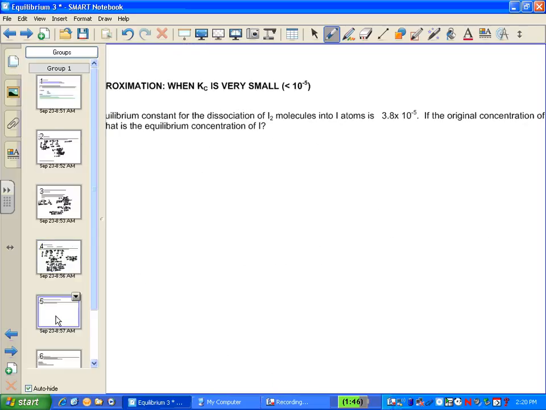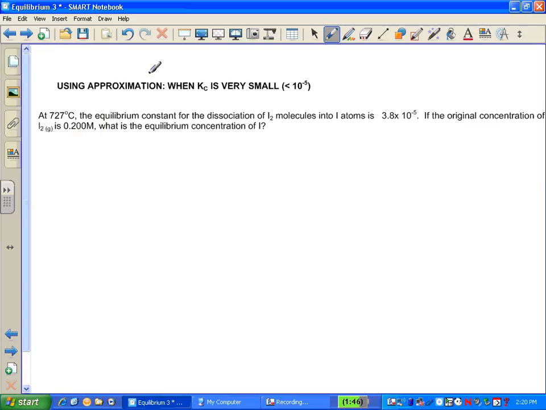Again, I'd recommend that you pause the video, read the next problem, and set up an ICE chart that you feel would be appropriate for solving the problem. This falls under the same category. You're going to be given the equilibrium constant, and you're asked for information about a substance at equilibrium. And you'll see there's a different title, which we'll discuss once you've got the ICE chart set up and we're ready to solve.